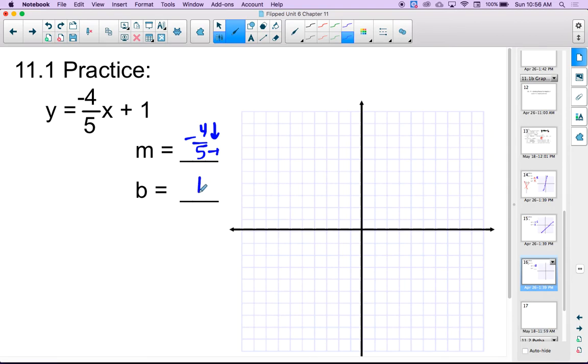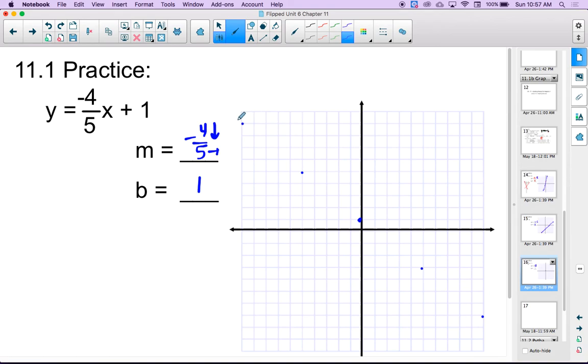And our y-intercept is 1. So start at 0, go up 1, then we're going to go down 4, 1, 2, 3, 4, and run 5, 1, 2, 3, 4, 5. Continue that pattern, down 4, run 5. If you want, you can do some backwards points where instead of going down 4, we can go up 4, 1, 2, 3, 4, and backwards 5. And up 4, and backwards 5.